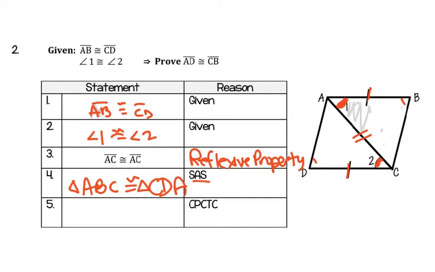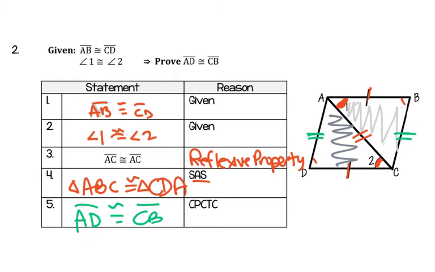So I've got this one is the same as this one. And because of that, if I wanted to, I could prove that this angle was congruent to this one because they correspond with each other. I could prove that this angle was congruent to this angle because they correspond with each other. And I can also prove that this side is congruent with that side because they correspond with each other. So I can say that AD is congruent to CB because they correspond with each other, and corresponding parts of congruent triangles are congruent. So I have done that.